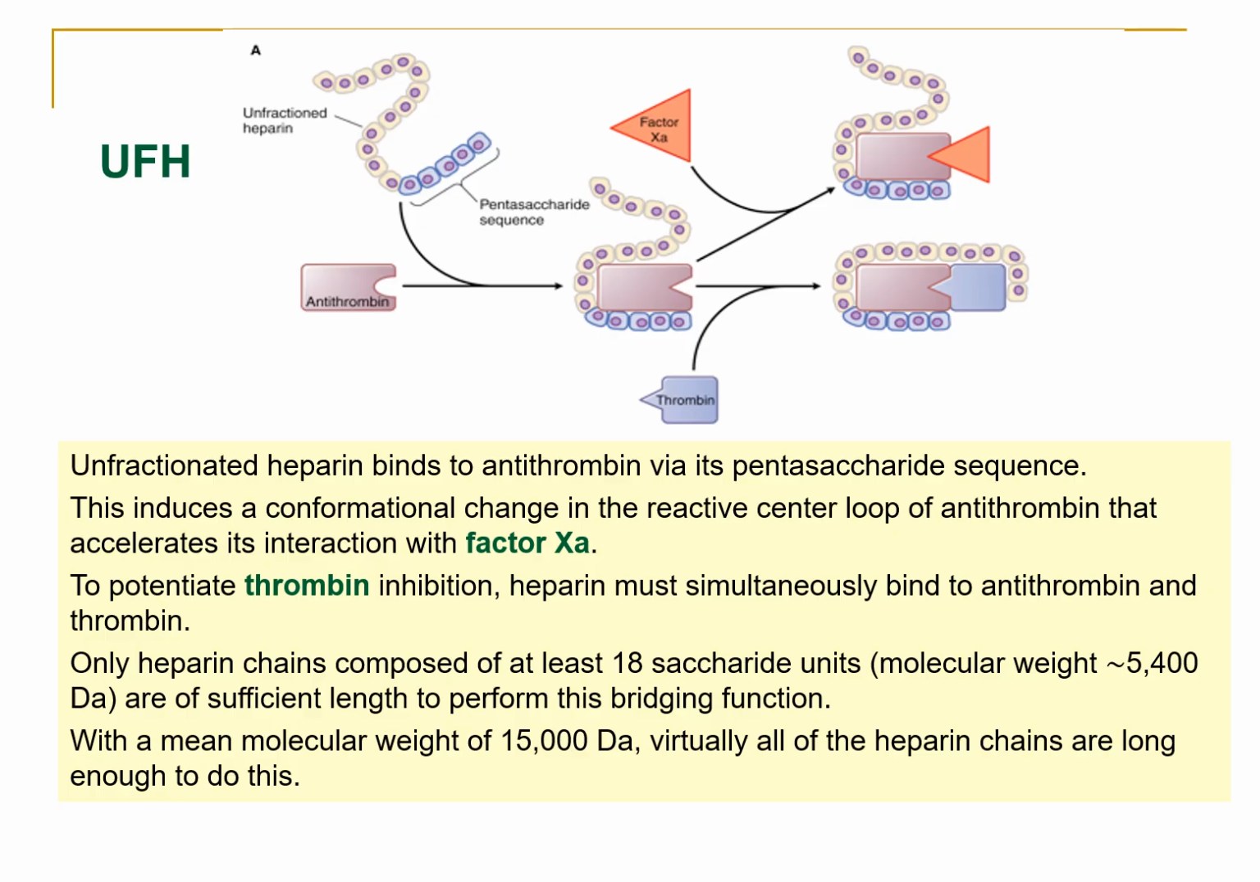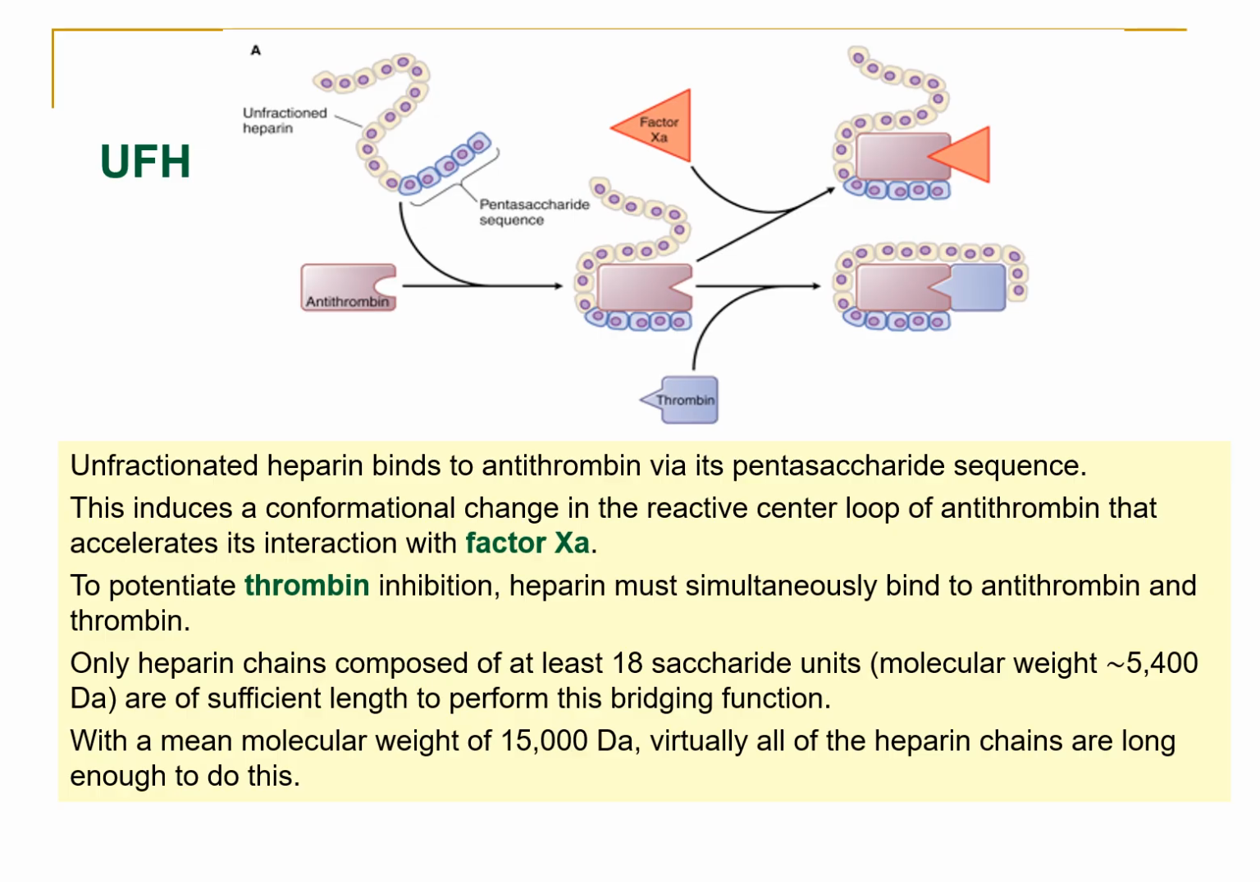In this figure, we see how unfractionated heparin works. So the most important part is this pentasaccharide sequence. And once unfractionated heparin binds to antithrombin, you can see that you have a conformational change in the reactive center loop of antithrombin. It changes, and hence now it better binds and inhibits factor Xa and thrombin.